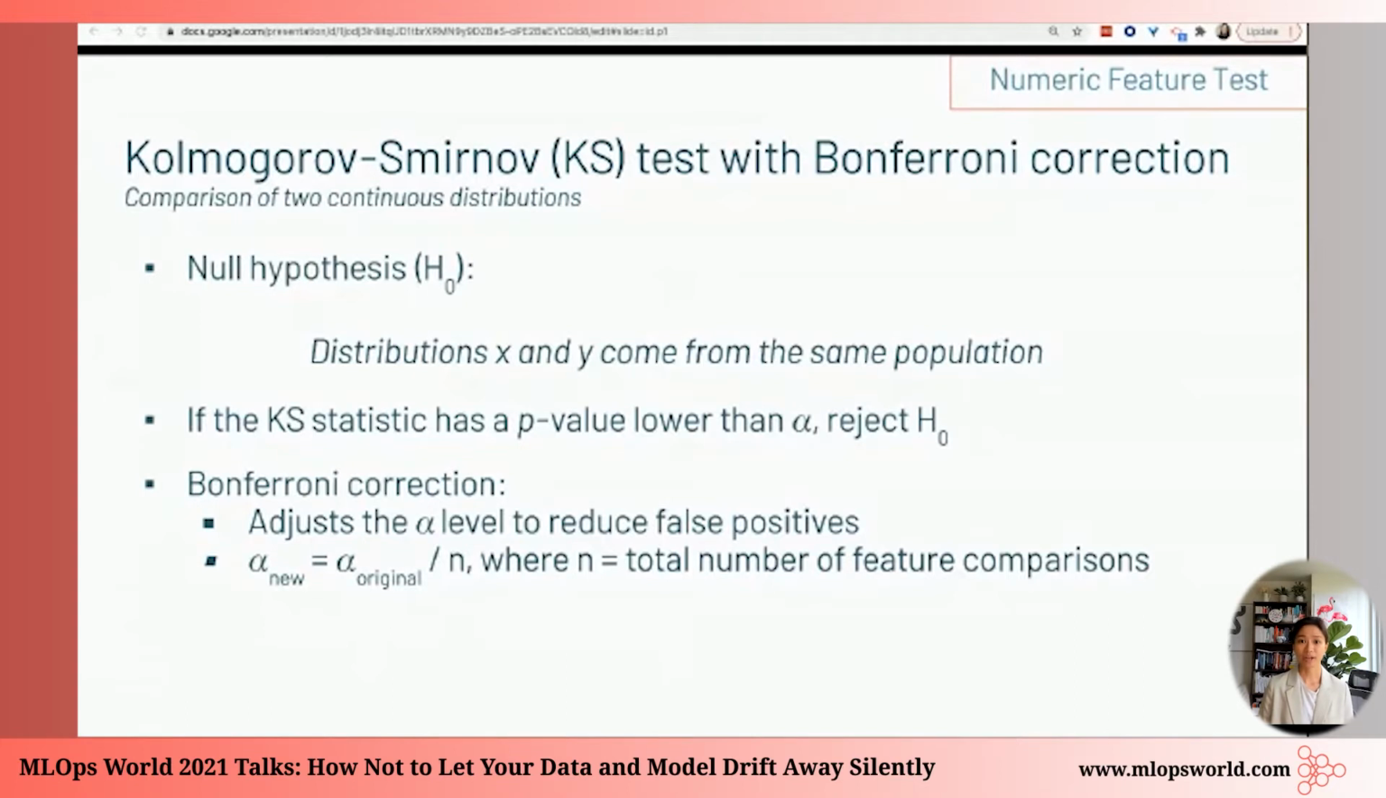Sometimes we encounter type 1 error, which is when we reject a null hypothesis when it is actually true. Especially as we repeat this KS test for a number of features, say n, the rate of false positives actually increases. This is why we need to apply the Bonferroni correction to adjust the alpha level by the total number of feature comparisons to reduce the family-wise error rate. Just note that this framework of hypothesis testing will be repeating for other statistical tests we'll be talking about as well.